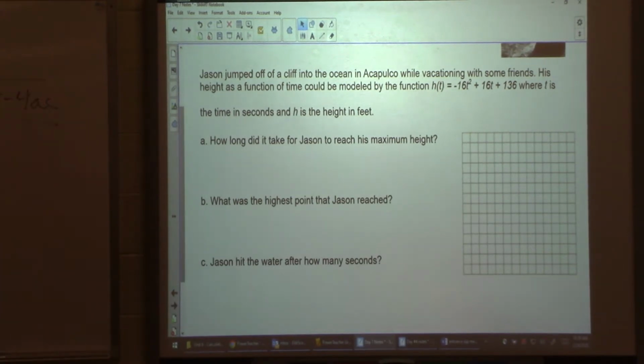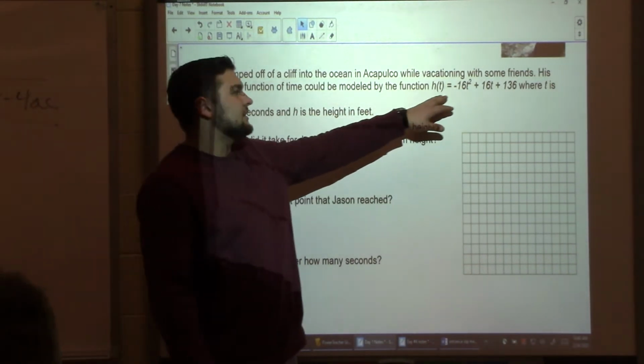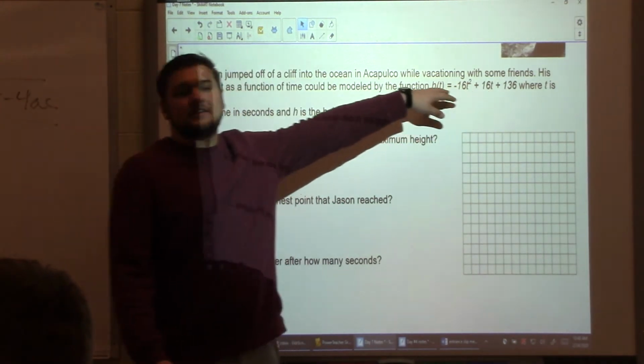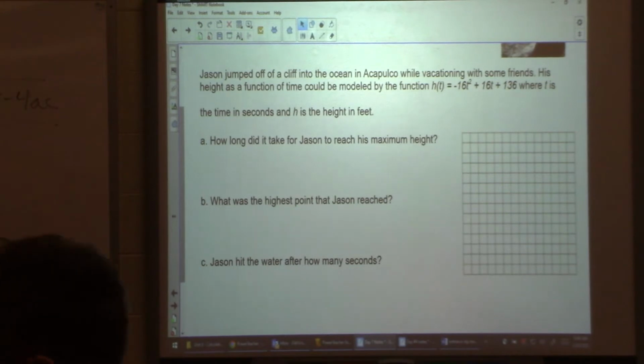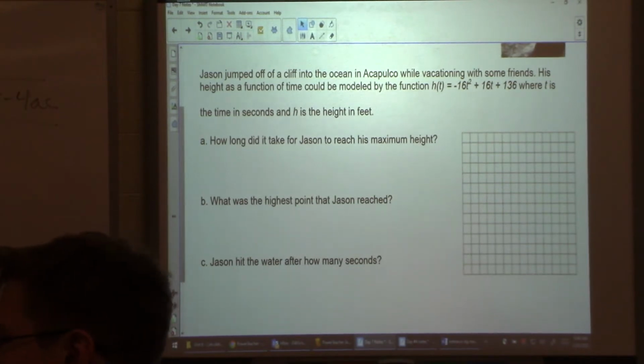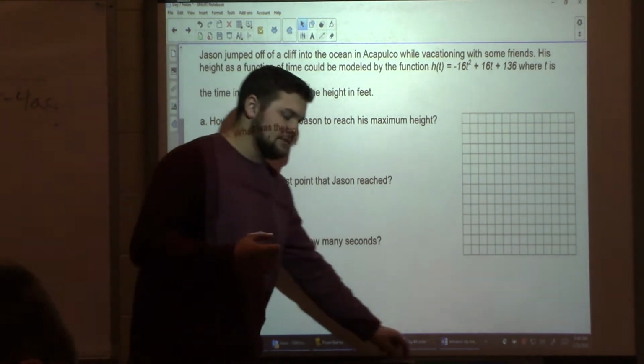Alright, so Jason jumps off a cliff into the ocean while vacationing with some friends. His height as a function of time can be modeled by the function h of t equals negative 16t squared plus 16t plus 136, where t is seconds, h is height. So, this is our function. They give it to us. The first part of our problem asks us, how long did it take for Jason to reach his maximum height? So we need to think about that a little.